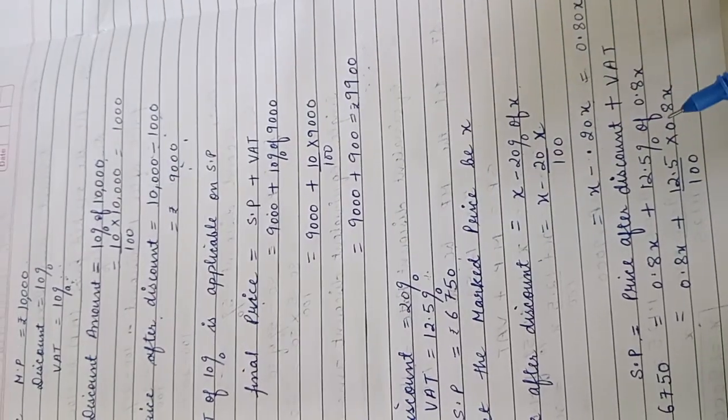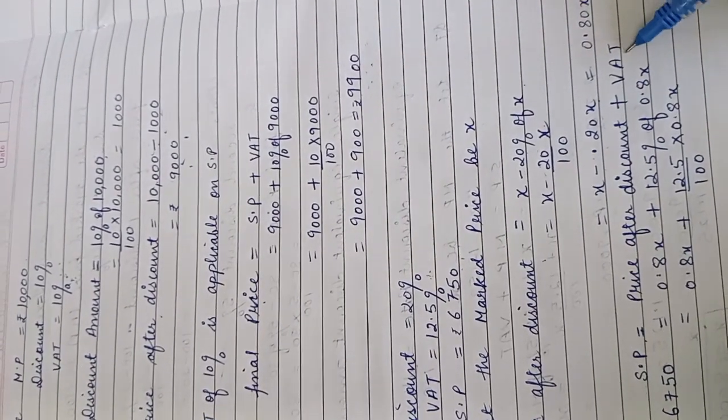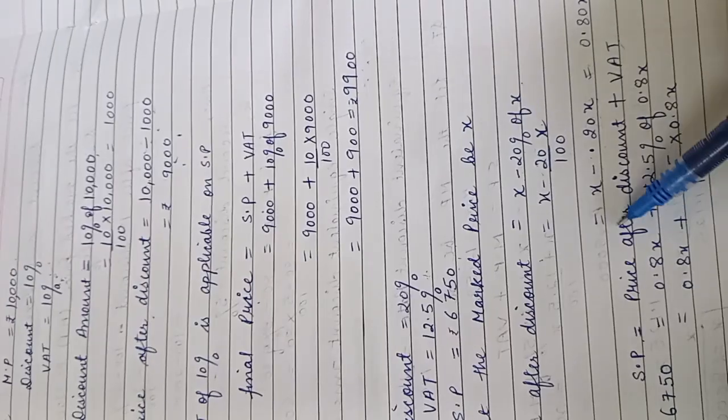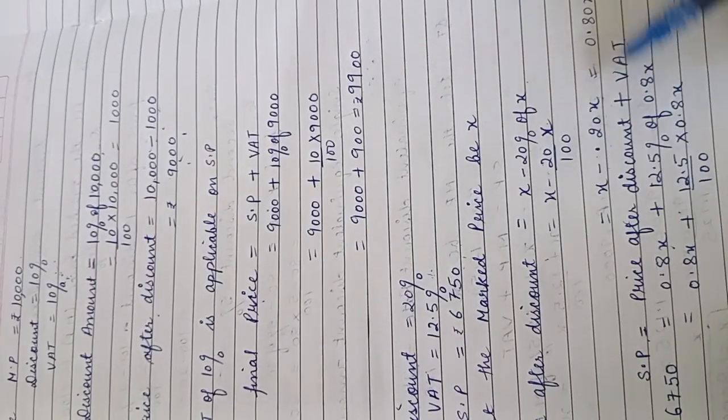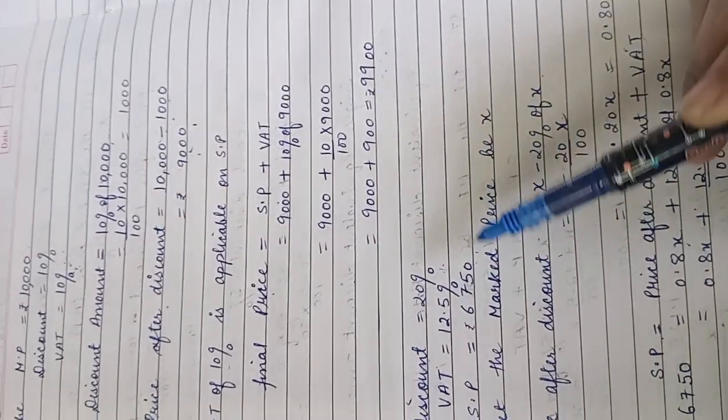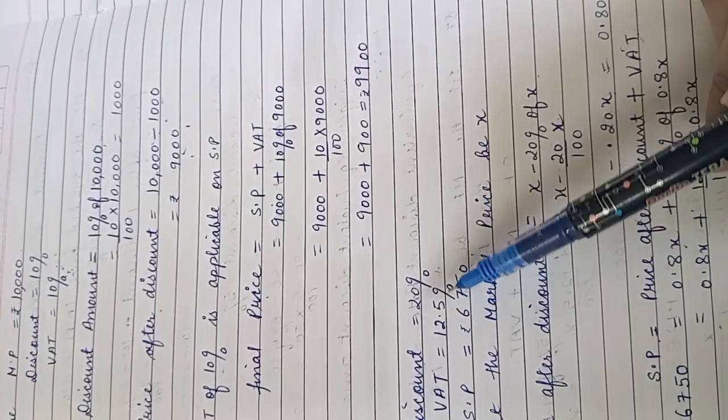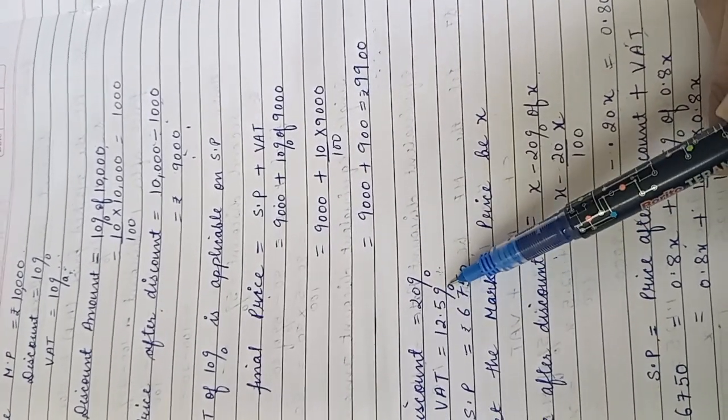0.8x plus there will be some extra amount, that is tax. So the price after discount plus the tax. Tax how much? 12.5%. 12.5% of what?